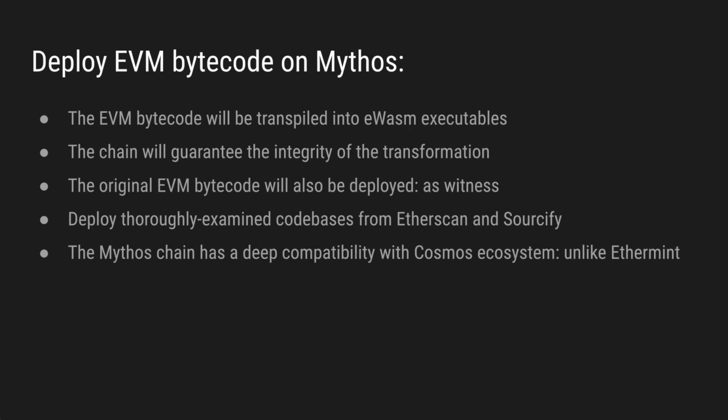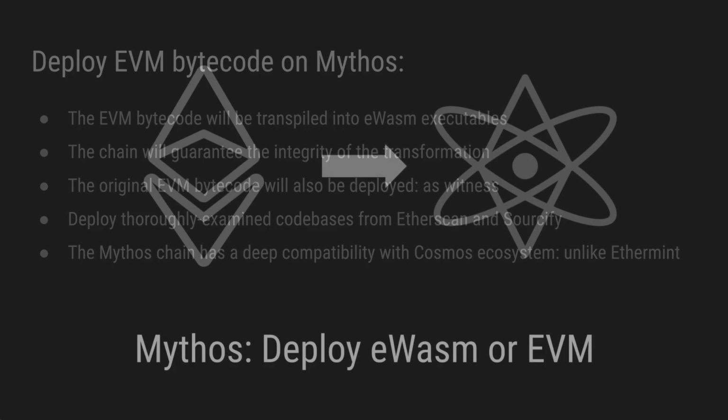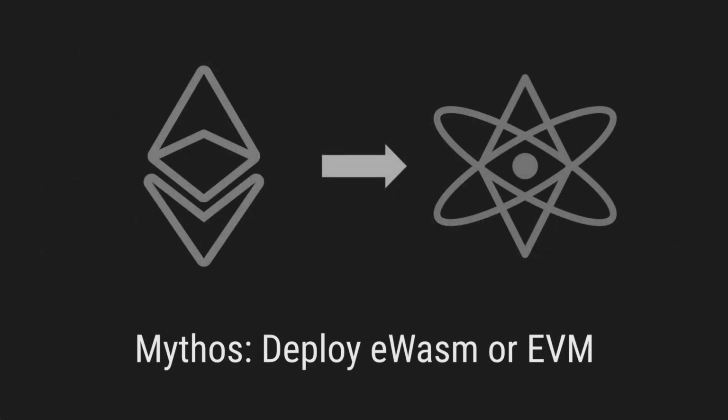The original bytecode is integrated in the WebAssembly binary. So now you can deploy thoroughly examined code bases from Etherscan and Sourcify on your eWasm-powered Cosmos chain. And the Mythos chain has deep compatibility with the Cosmos ecosystem, unlike Ethermint, which is a wrapper over Go Ethereum. So on Mythos, you can deploy eWasm directly or EVM bytecode.